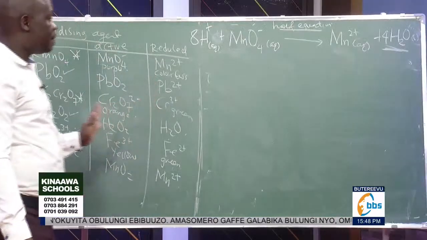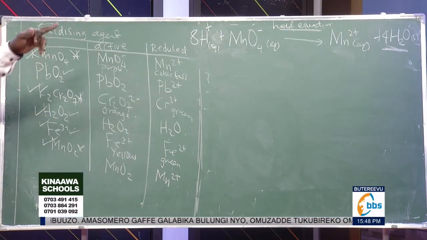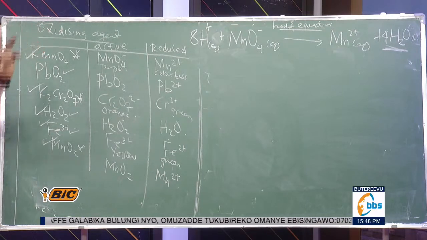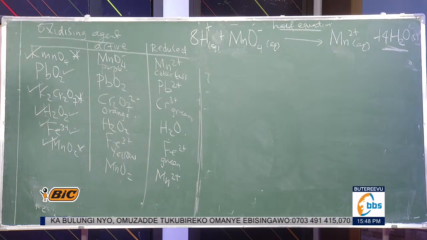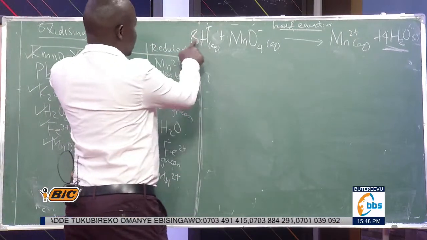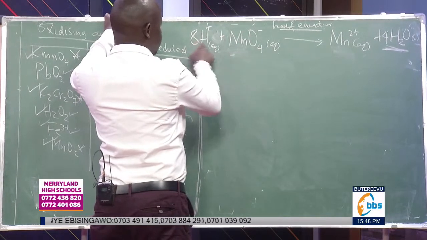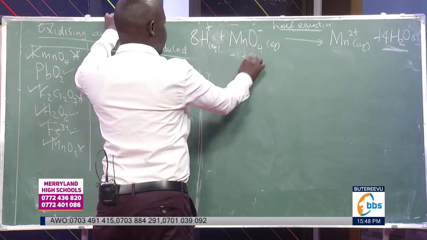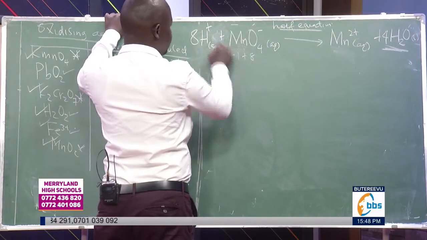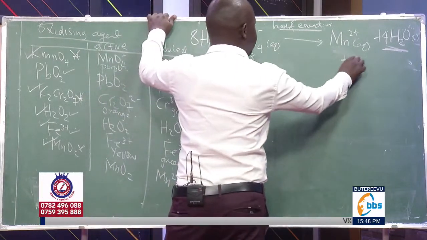Now in this case, the atoms are balanced. You can now smile a little bit. Manganese 1, 1 that side. Oxygen 4, 4. Hydrogen 8, even there 8. But you don't relax, you keep on checking. At this side, we have a net charge of negative 1 plus 8, that's positive 7. Good. What about here? Positive 2.